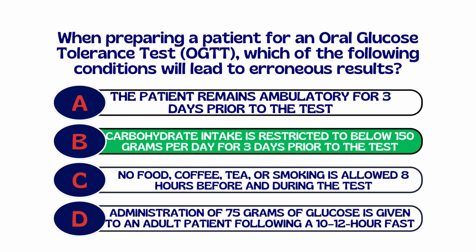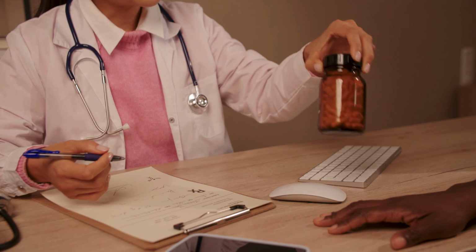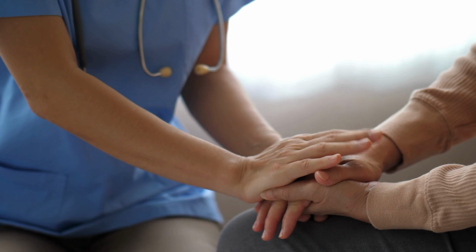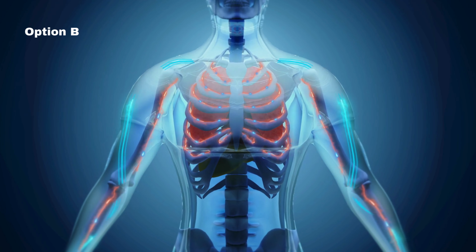Correct answer is B. Carbohydrate intake is restricted to below 150 grams for 3 days prior to the test. Explanation: to ensure accurate OGTT results, proper patient preparation is crucial. Let's break down why option B is the correct choice, and why it leads to erroneous results.